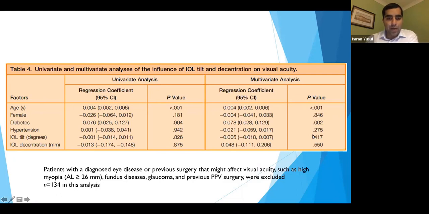It was important also to realize, however, that patients who had a diagnosed eye disease or previous surgery that might affect acuity, such as high myopia, fundus diseases, glaucoma, or previous pars plana vitrectomy, were excluded from the analysis. So what they wanted to do was to work out whether IOL tilt and decentration were significant in terms of visual acuity on multivariate analysis. And you can see that here they weren't.